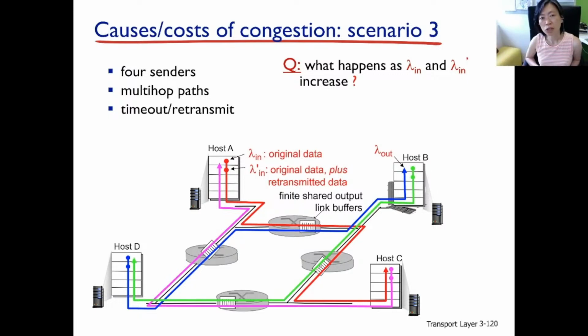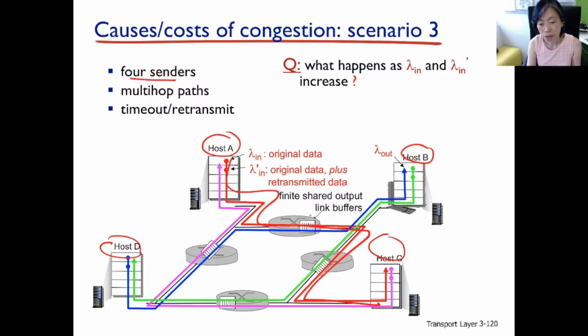But here, I'm going to show you an example. At the beginning, the more work you do, the more results we get. But in this scenario, the more work you do, you might end up having less results. And the even more work you do, the even less results. And here's the scenario. We do have 4 senders now, or 4 hosts, A, B, C, D. And each of them is generating a flow traveling multiple hops. So this is one hop, this is the second hop for the red flow.